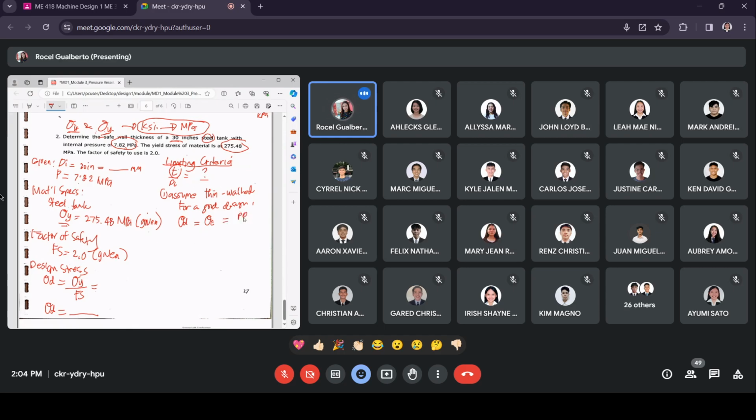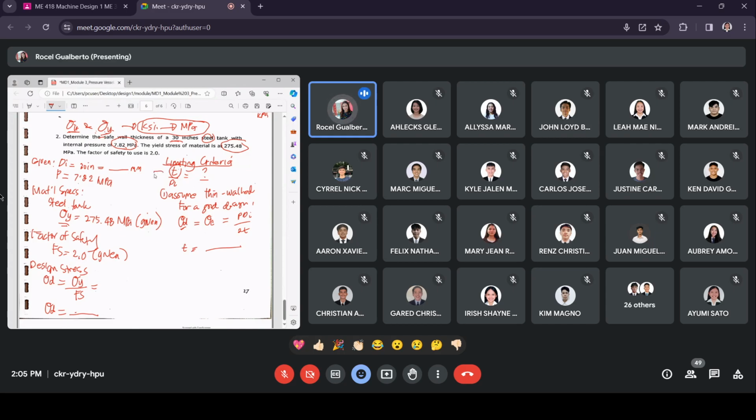PD over 2T. So you have the value of P, you have the value of the diameter, and your sigma D can be solved from this. Therefore you can solve for the thickness coming from this equation, coming from this assumption. Now we are not sure if this is correct.